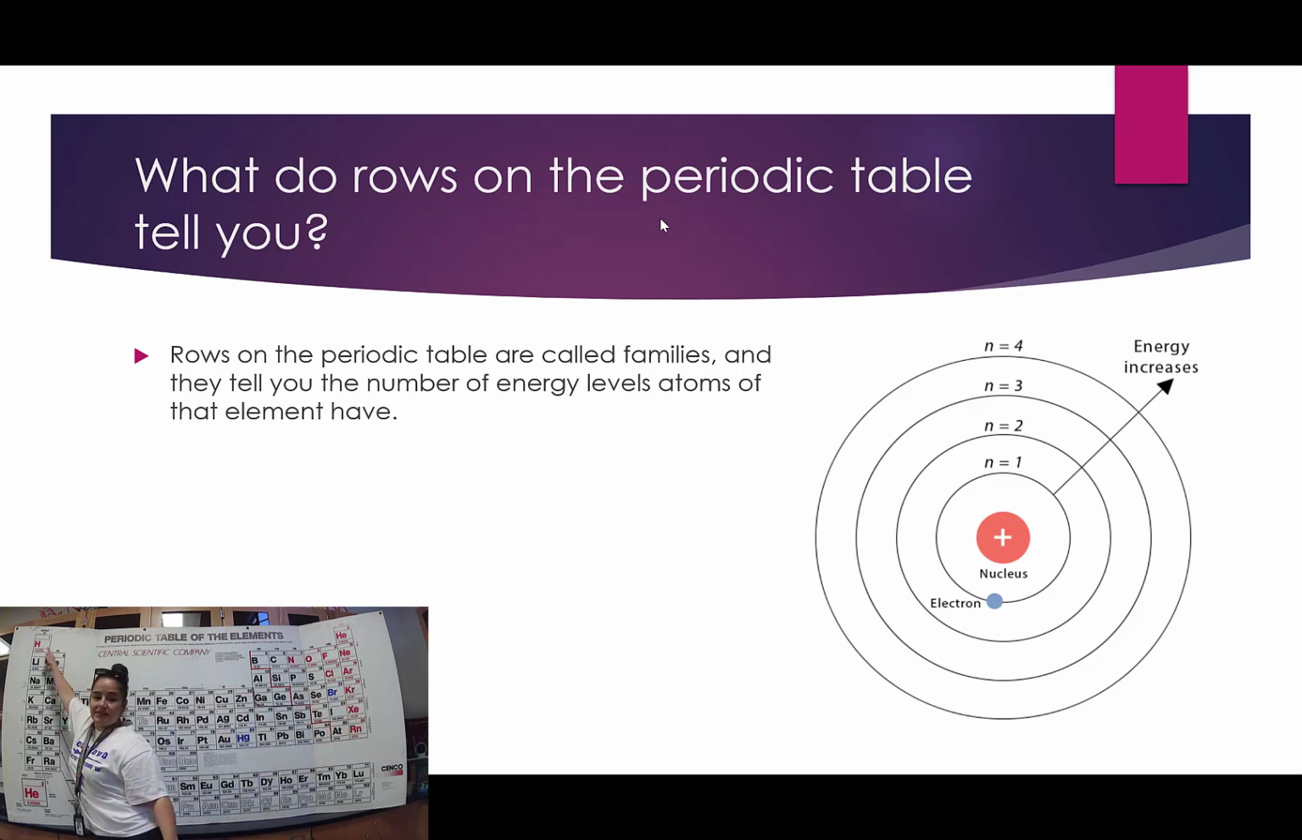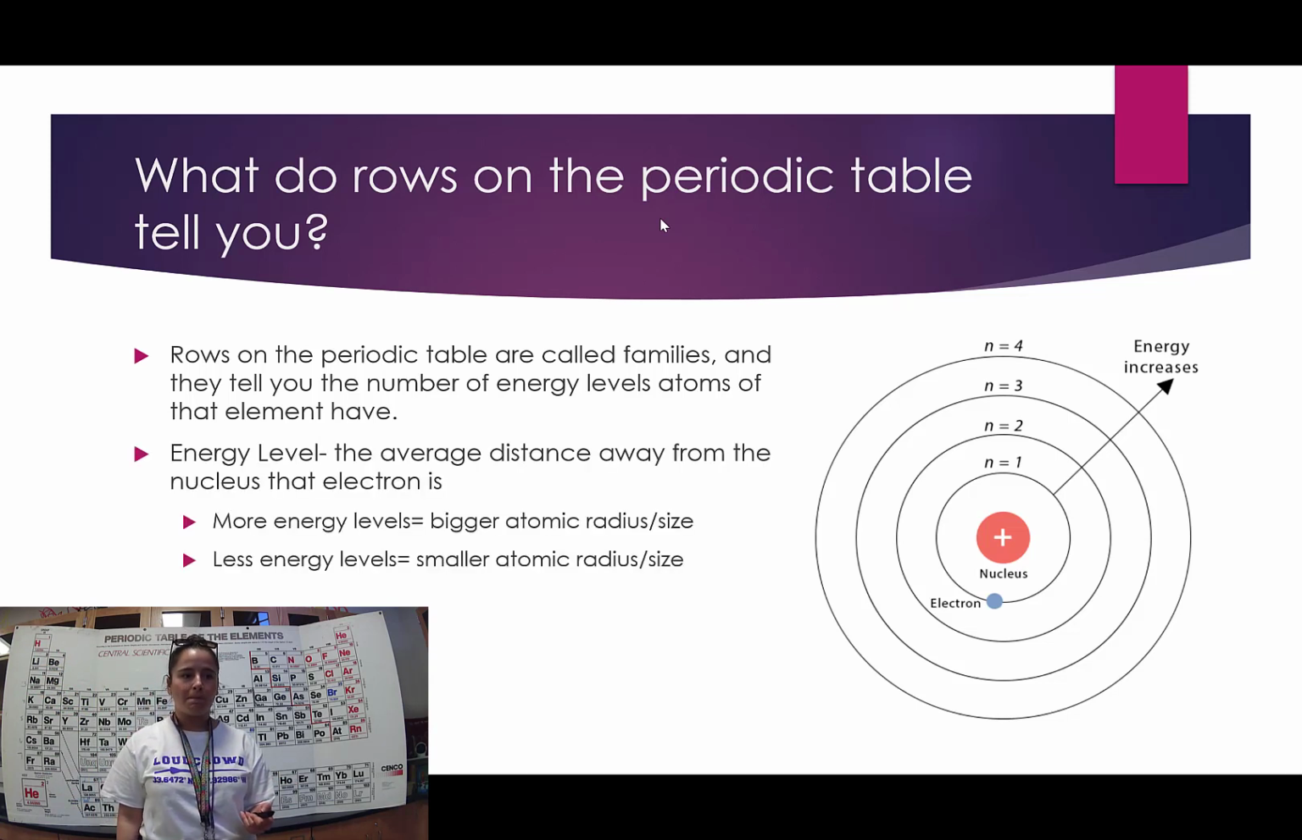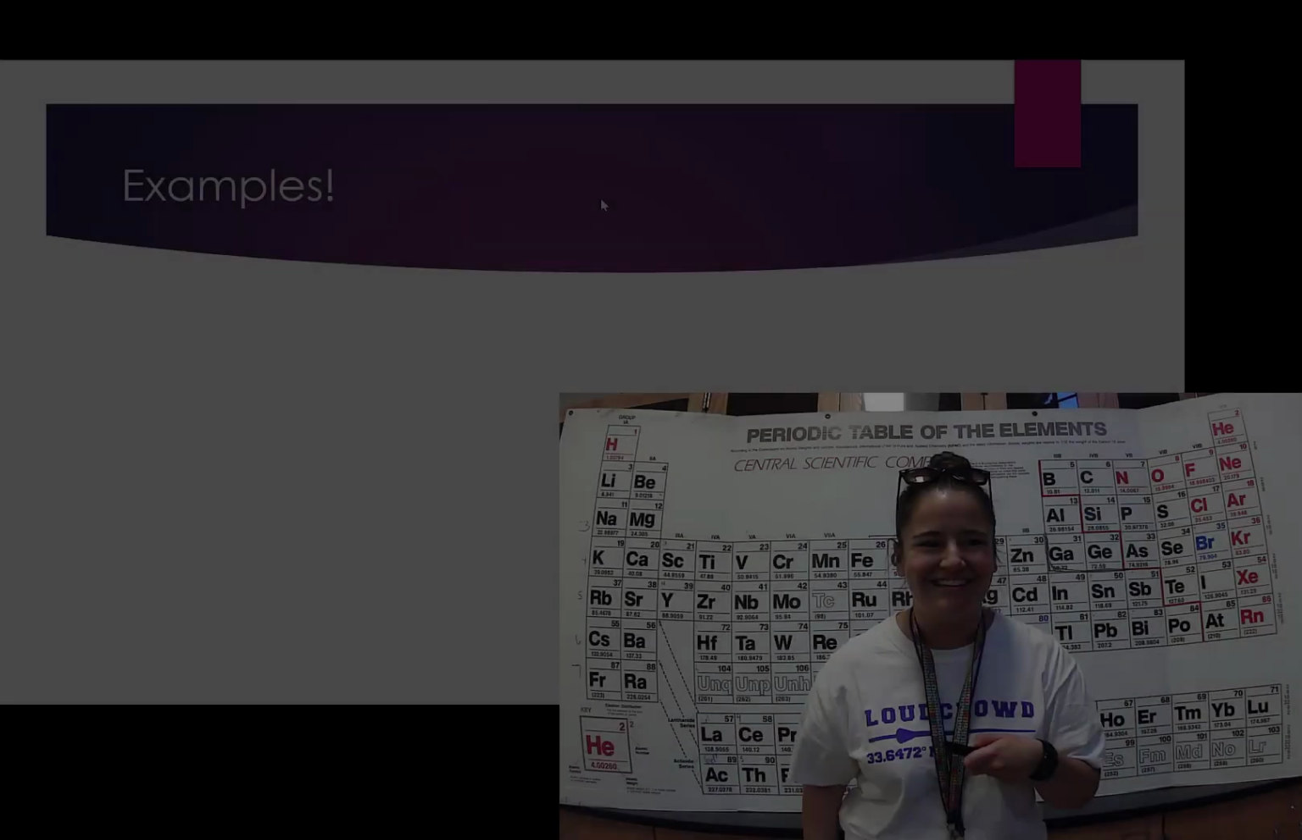So the elements at the top of the periodic table, like hydrogen and helium, only have one energy level around their nucleus, where something like potassium and calcium, in the fourth row, would have 4 energy levels. So that's what it is, that average distance away from the nucleus. If you have more energy levels, you're going to be a bigger atom, with a bigger radius, because you've got more layers of electrons. And if you have less energy levels, you're going to be a smaller atom. Okay, cool? Let's do some examples.